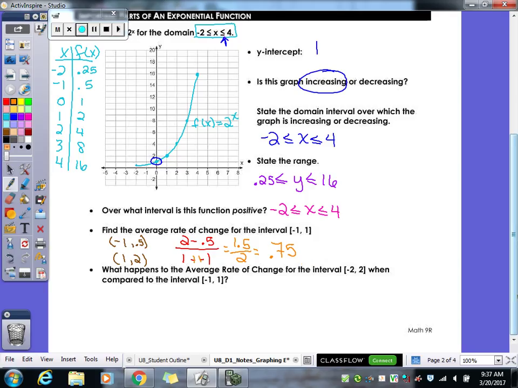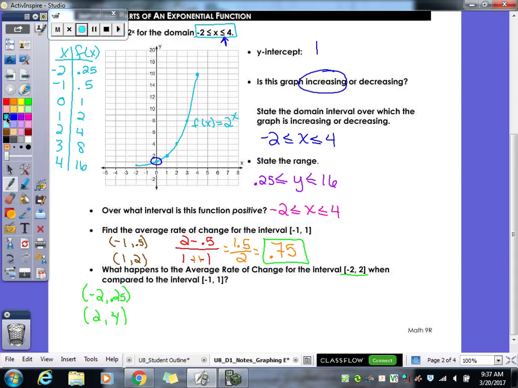So now they ask us, what happens to the average rate of change for the interval negative 2 to positive 2 when you compare it to the interval negative 1 to positive 1? So we already know negative 1 to positive 1 gives us an average rate of change of this. We got to look at our other interval, so we need to calculate that first. So when x is negative 2 and when x is positive 2. So at negative 2, what is our other part of the point? 0.25. At positive 2, we get 4.